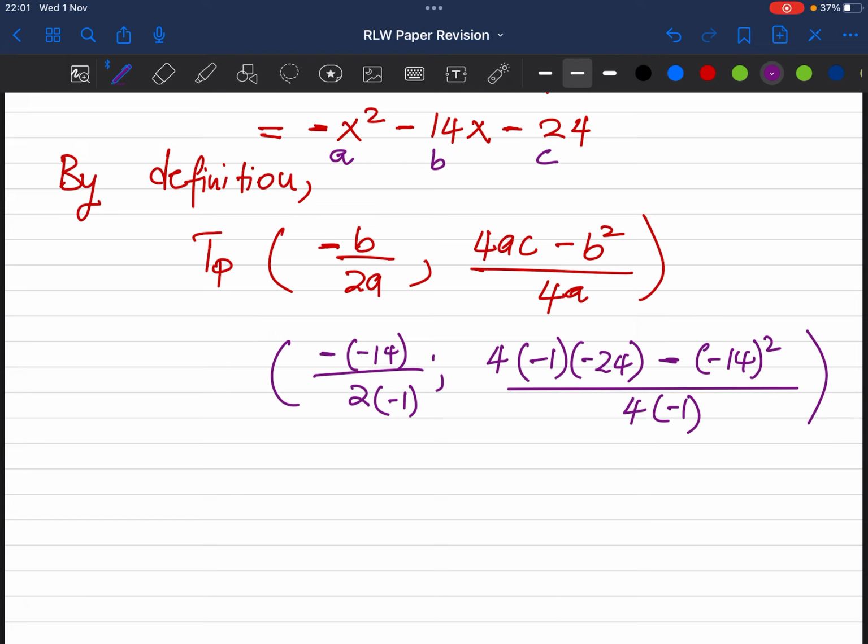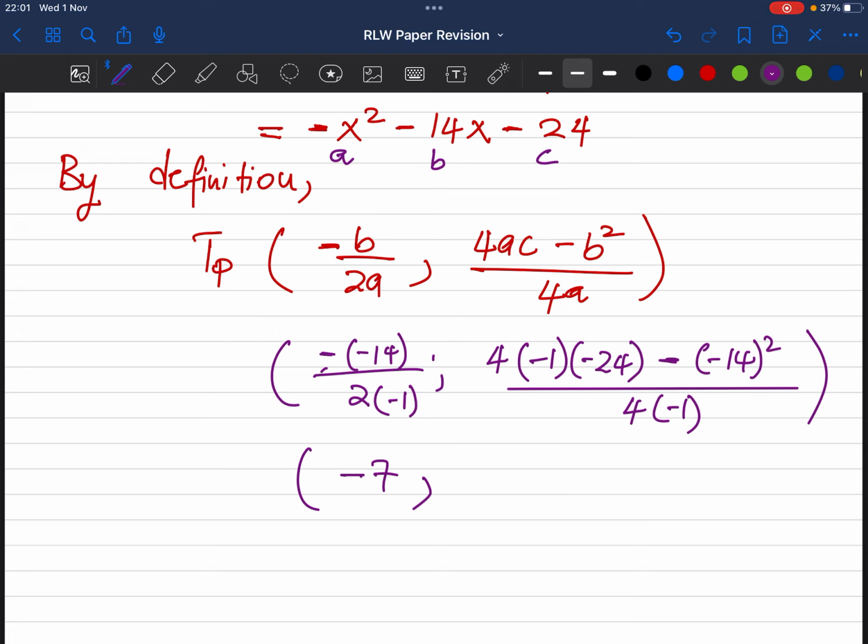So now, when we use our calculator, negative times negative is how much? It's positive. So we have 14 as our numerator divided by negative 2. That's 14 divided by negative 2. It gives you negative 7 there.